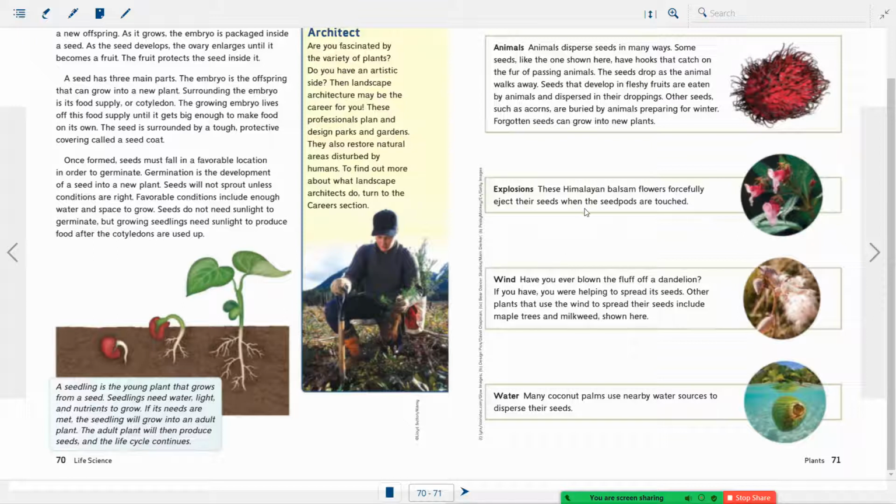Explosions. The Himalayan balsam flower forcefully ejects its seeds when the seed pods are touched. Wind. Have you ever blown the fluff on a dandelion? If you have, you were helping spread its seeds. Other plants that use the wind to spread their seeds include maple trees and milkweed, shown here. Water. Many coconut palms use nearby water sources to disperse their seeds.